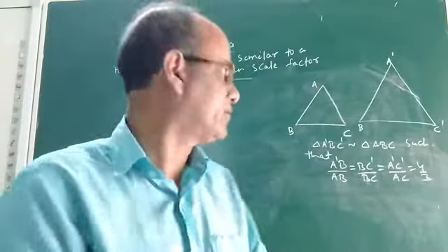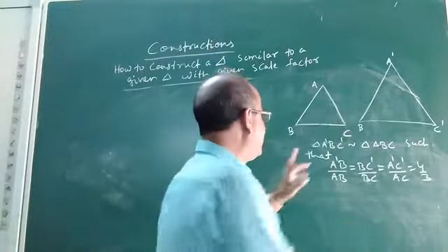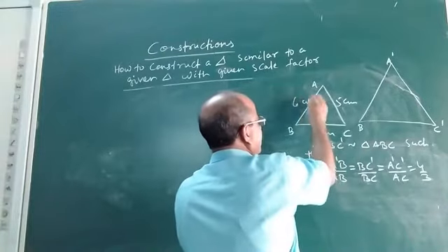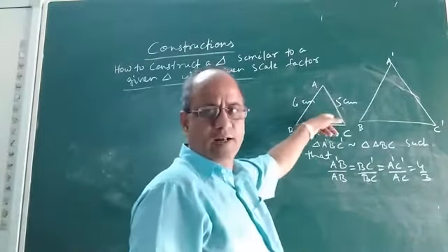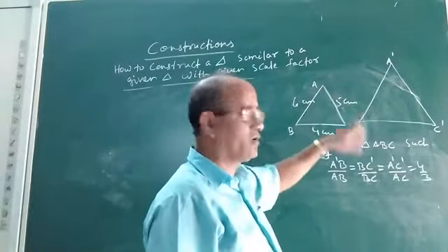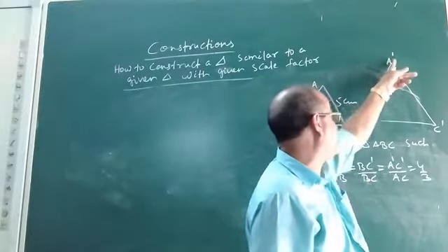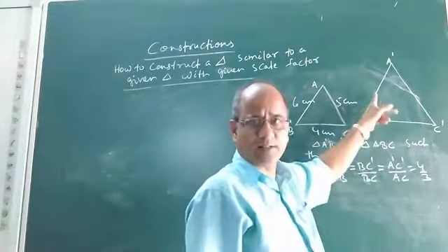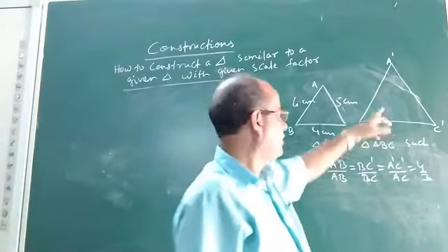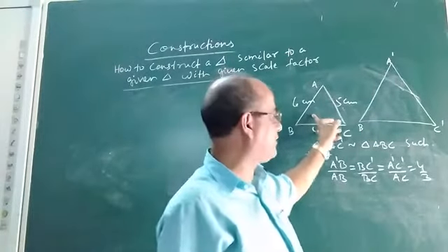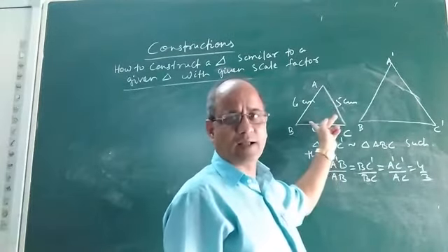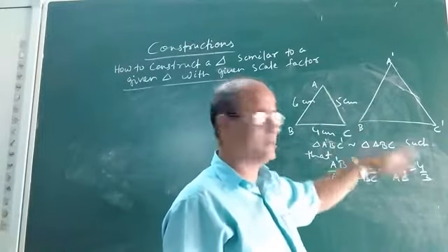Suppose you are given this triangle ABC, say this is 4 cm, 5 cm, this is 6 cm. These are the given measurements of the triangle ABC. The question is first to construct this triangle. Now of this given triangle, construct another triangle, say A dash B C dash, which will be similar to the given triangle ABC such that the scale factor is say 4 by 3.